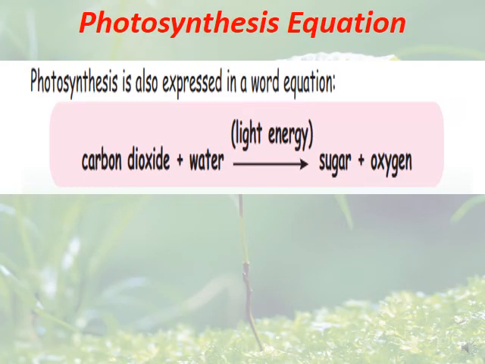Here is the equation that we have to study: carbon dioxide, CO2, with water, H2O, in the presence of light energy. Light energy is needed to produce the sugar and oxygen. Sugar can be in the form of glucose, C6H12O6, and oxygen, O2. This is the photosynthesis word equation we have to study.